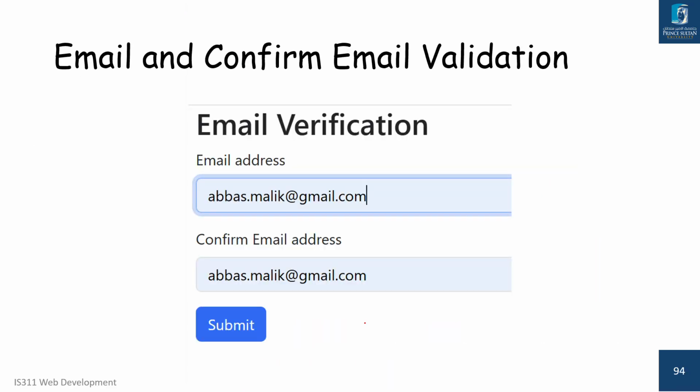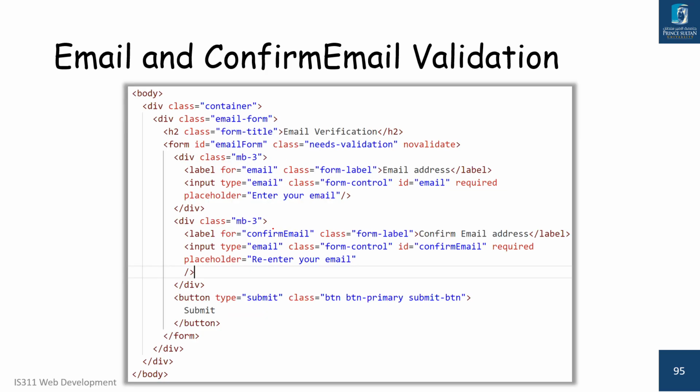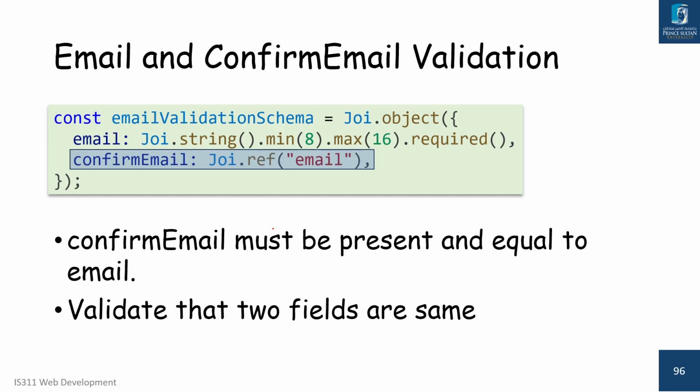Okay, so similarly, we can also have validation rules, and you remember that the email address and the confirm email address must be equal. For that, we can write, for example, we say email, then we apply the rules for email. This is a string, minimum 8 characters long, maximum 16 characters long. It is a required field, and here we say the confirm email should match the email. So it is Joi.ref email. It means these two fields must be equal to each other, they must match.